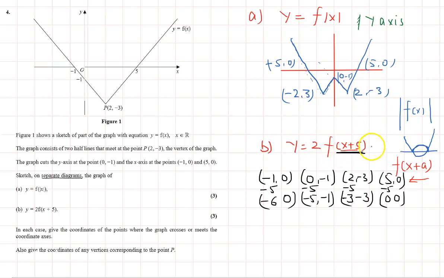This is the first operation. Let me call it first. And the second, 2y. So this y coordinate will be multiplied by 2. So it will be minus 6 and 0, minus 5 and minus 2, minus 3 and minus 6, and 0, 0.